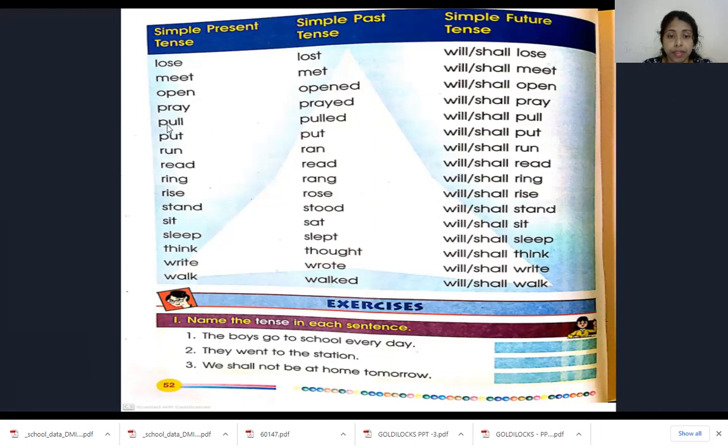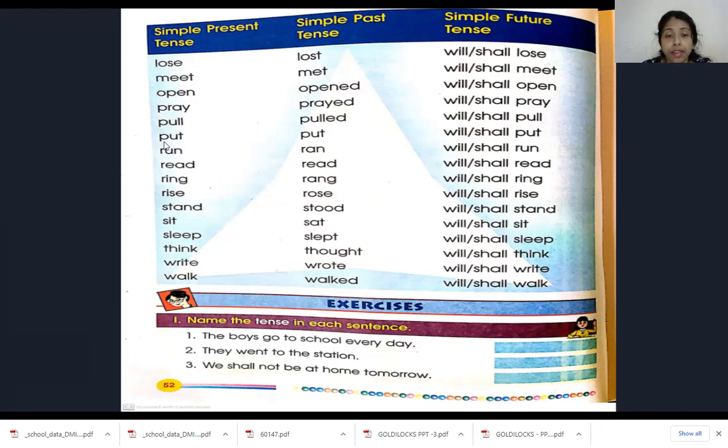Next word is pull. For present form, the word will be pull. For the past form, we need to add ed and it will become pulled. Pull, pulled. And for the future form, it will be will pull or shall pull.